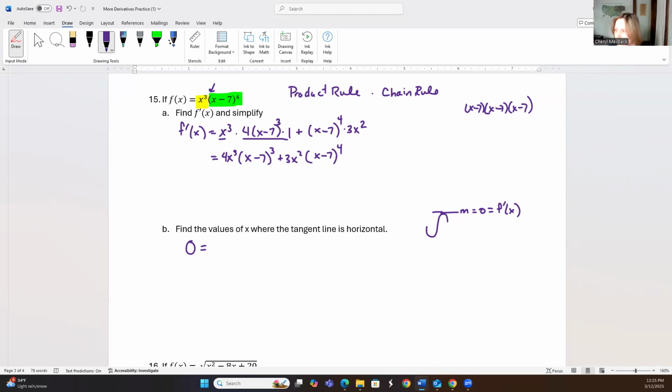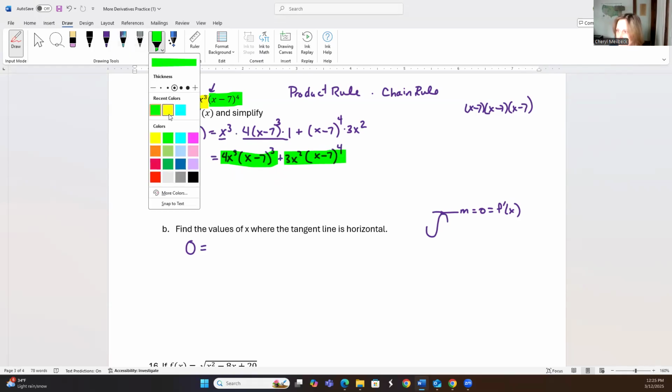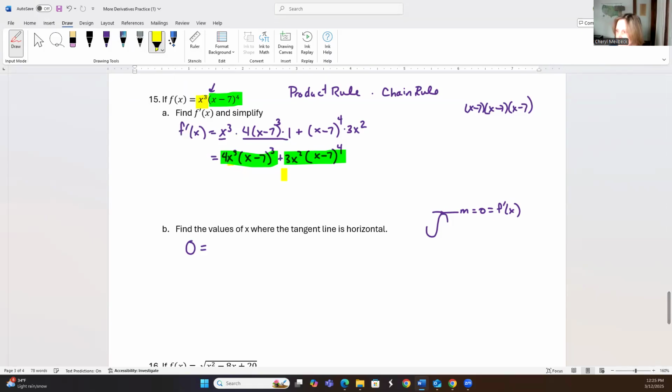So as I look at this first answer here, I have this first term in green and this second term in green. They're separated by the plus, but they are a product, each one of them. Within them, they both have x's. Maybe I should make that a different color. And they both have (x minus 7)s to a certain power.